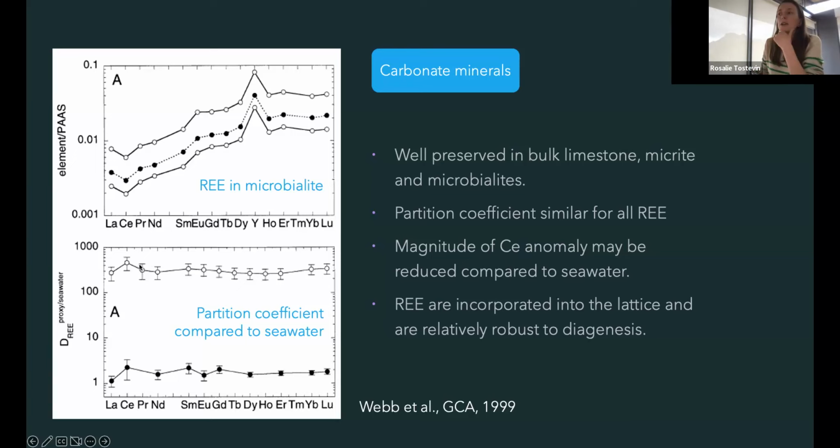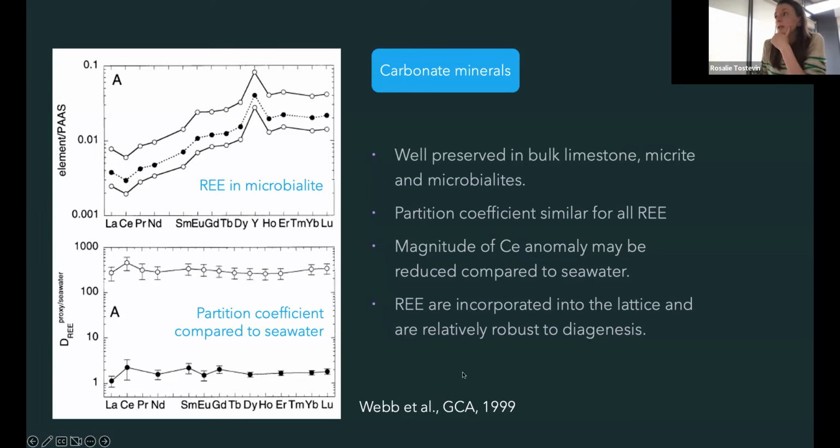Although he did note that the partition coefficient for cerium was slightly higher than the rest of the rare earths. This isn't something I see mentioned in the literature a lot when interpreting these patterns, but I think it's actually probably a pretty important point, that the magnitude of any cerium anomaly could be reduced compared to contemporaneous seawater.